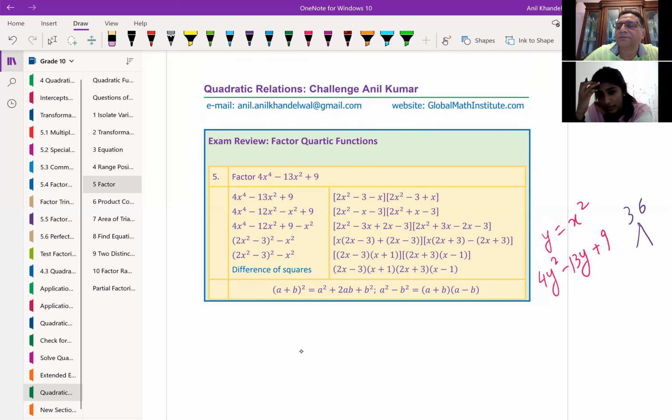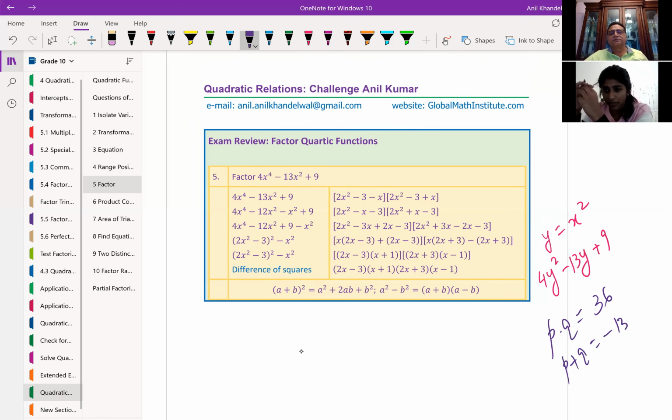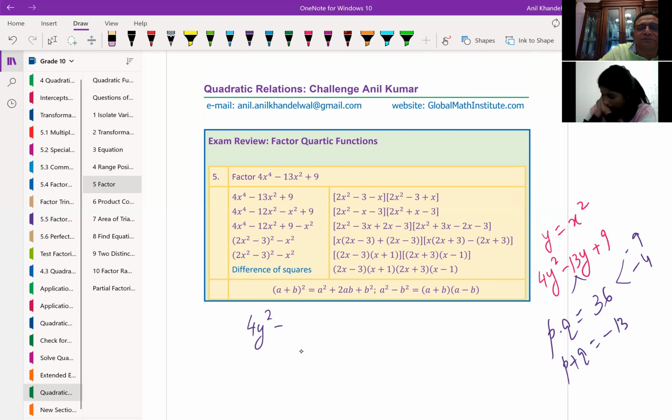So let me write like this. We need product P and Q of 36, and we need a sum of minus 13, right? Yes, minus 9 and minus 4. Okay, so minus 9 and minus 4 can work for you. And therefore, we can write this as minus 9 and minus 4, and we can then further continue this. So we get 4y squared minus, let me write 4 first, because 4 will match with this, right? Yeah. Minus 9y plus 9.